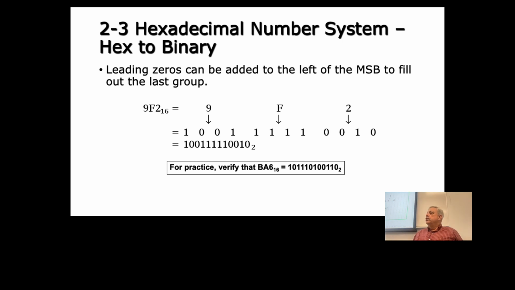We also looked at how easy it was to go between hex and binary. If I take a number in hex, 9F2, spread it out, 9, F, and 2, and each one of these becomes a 4-bit binary value. So 2 is 0010, F is 1111, 9 is 1001. When we put it all together again, we saw 1001 1111 0010, which is the conversion from hex to binary.